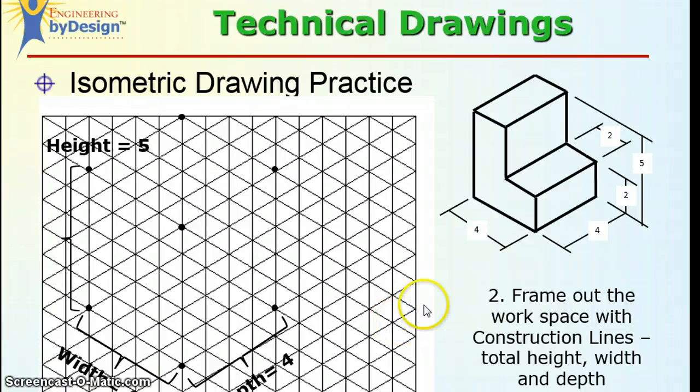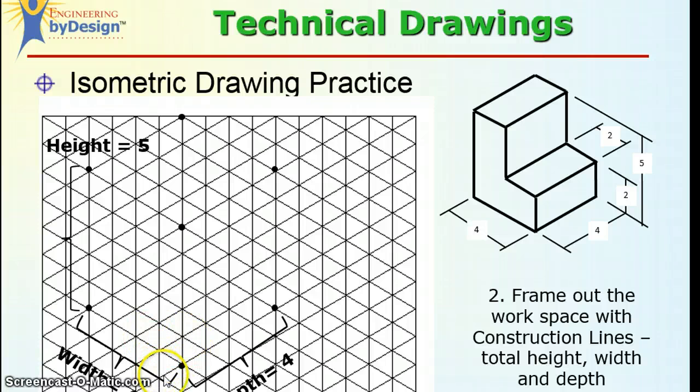We're going to frame out the workspace with construction lines, total height, width, and depth. So what I'm going to do is my total height, width, and depth. I see that I have 4 squares right here, 4 squares depth and 5 squares height. So I'm going to go ahead and count those out. So here's 1, 2, 3, 4 squares.